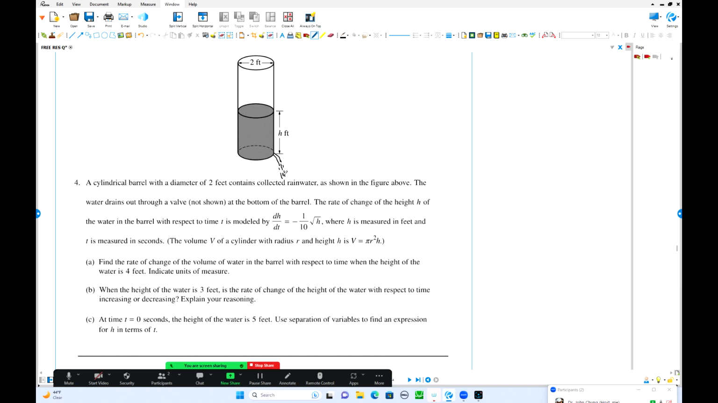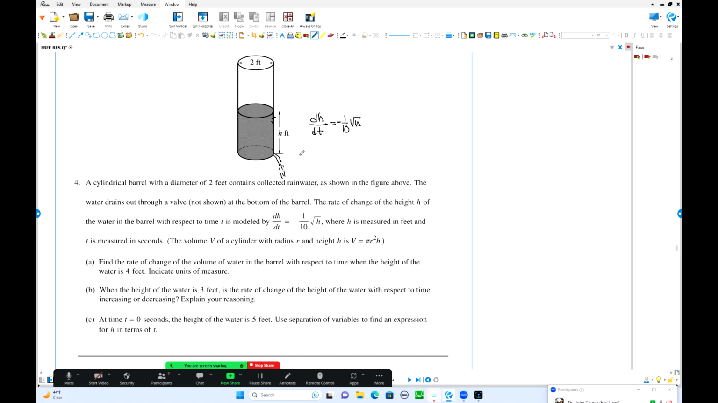As the water drains out, the rate of change of the height of the water in the barrel with respect to time is dH/dt. The water level is moving down, so you get the negative sign. dH/dt equals negative 1 over 10 times the square root of h. The negative sign means the height is decreasing, because the water is draining out.